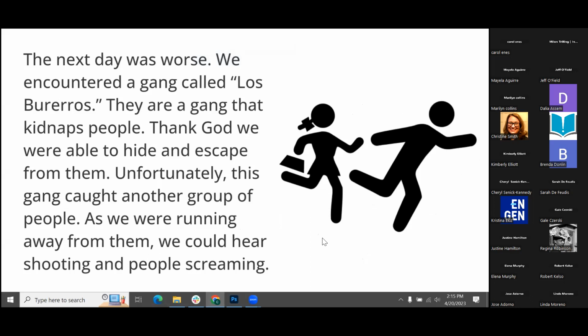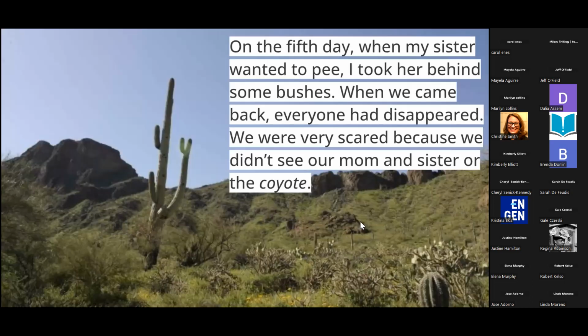Unfortunately, this gang caught another group of people. As we were running away from them, we could hear shooting and people screaming. On the 5th day, when my sister wanted to pee, I took her behind some bushes. When we came back, everyone had disappeared. We were very scared because we didn't see our mom or sister or the coyote.